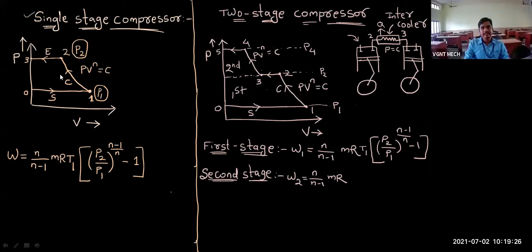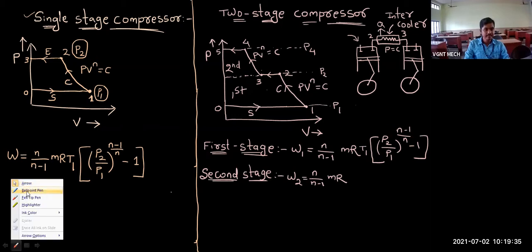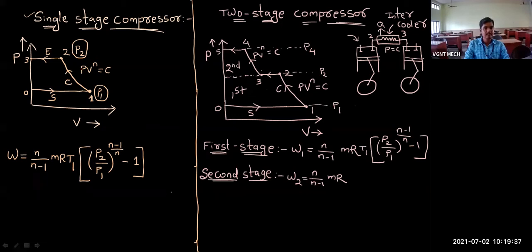So first I have discussed the single stage compressor, which we have already discussed in our previous classes. What happens in the single stage compressor? First, process 0 to 1 is the suction process. Second, process 1 to 2 is the compression process, and 2 to 3 is the exhaust process. Since it is single stage, we have only one compressor. This is the only stage, the first stage, the only stage of compression.